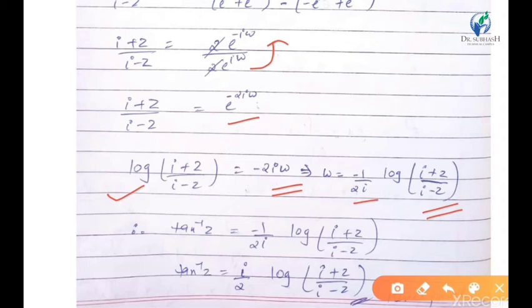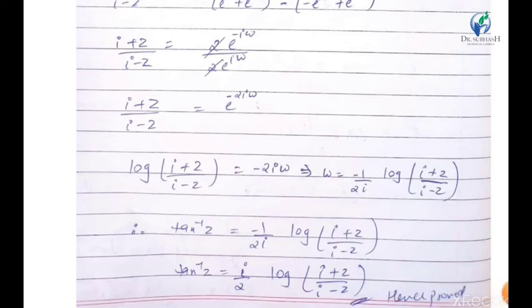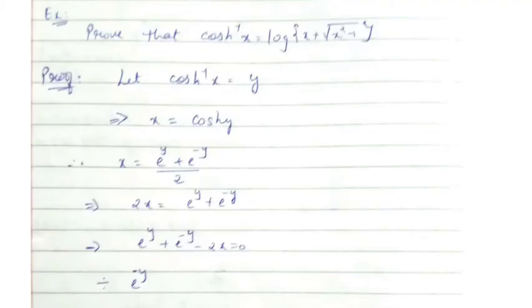Now w we have assumed as tan inverse z, and now this 1 upon i can be written as minus i, and minus minus will become plus. So we get tan inverse z equal to i upon 2 log of (i plus z) upon (i minus z).